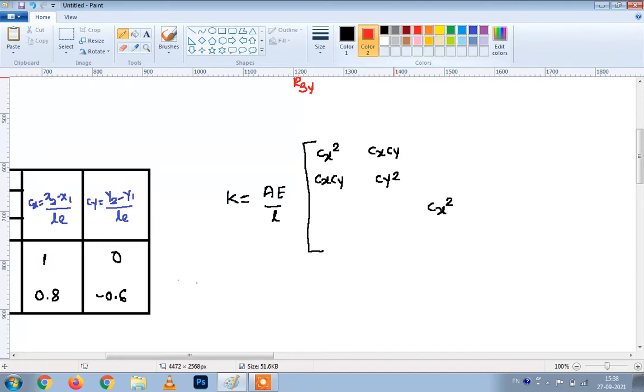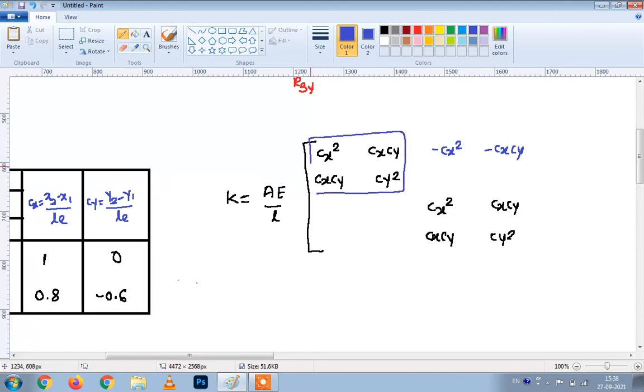So Cx square, Cxcy, Cxcy, Cy square. Now change the sign. We have to simply change the sign. So now we are changing the sign: minus Cx square, minus Cxcy. We are just repeating these four terms.